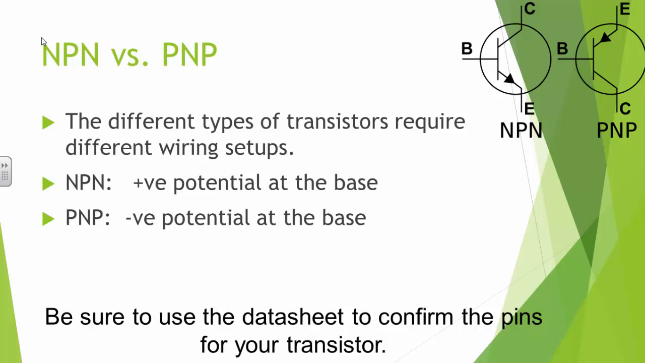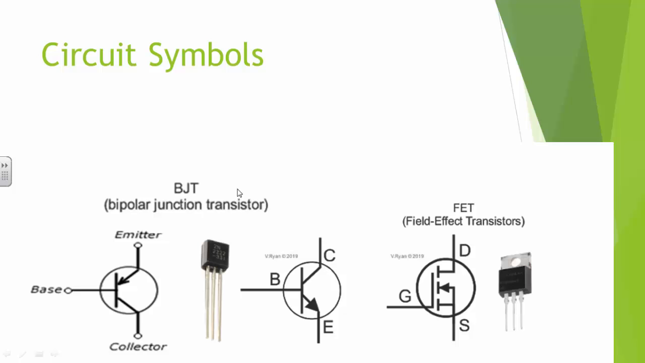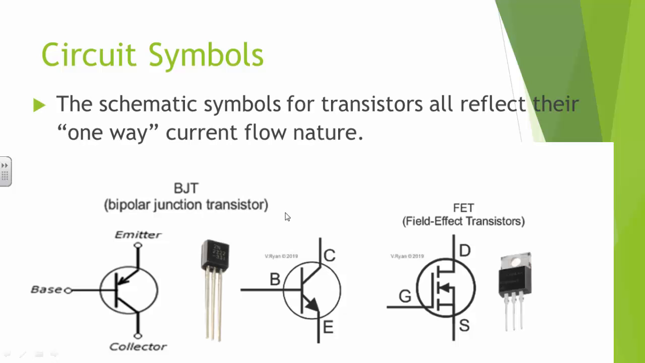Now, you should note above that the collector and emitter pins are reversed on the schematics that I've shown in the top right corner of the slide. You need to confirm the pins for your transistor, and you need to remember that the arrow points in the direction of current flow. So you want to triple check these things on your data sheet before you construct your circuit. The schematics for these transistors all reflect the one-way current flow nature that they exhibit.